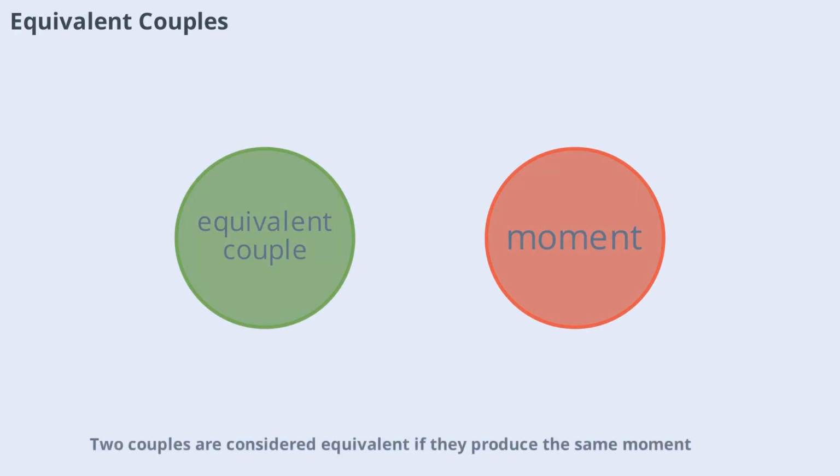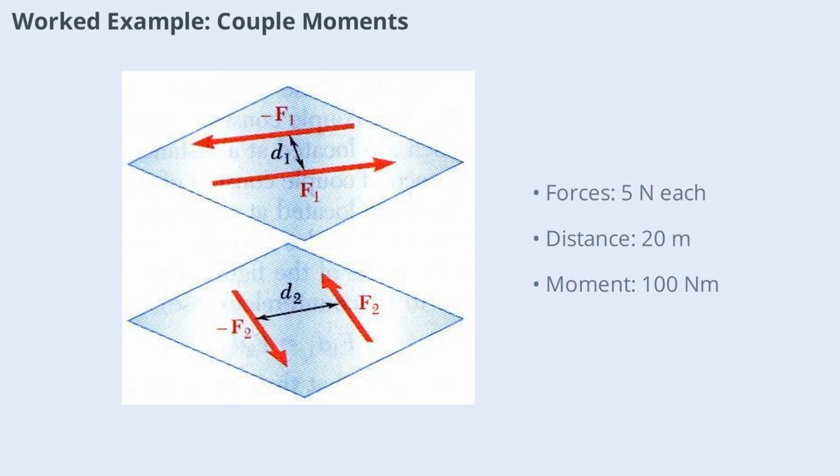Two couples are considered equivalent if they produce the same moment and lie in parallel planes with the same sense of rotation. This principle allows engineers to simplify complex systems by replacing multiple couples with a single equivalent couple, making analysis more manageable. Let's solve a couple moment problem.